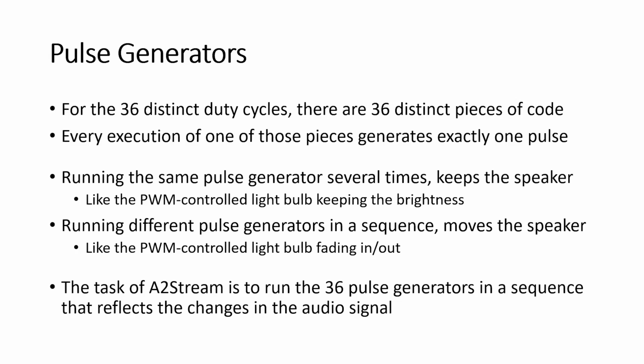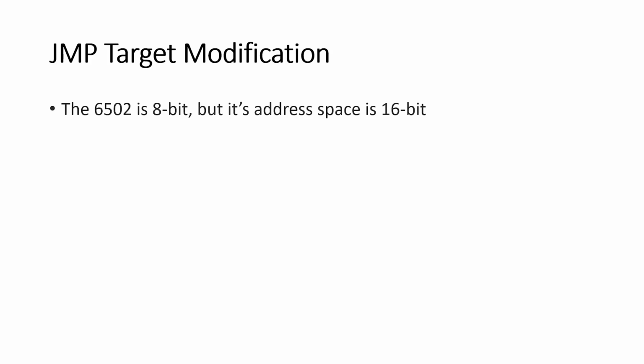The task of A2Stream is so to run those 36 pulse generators in a sequence that reflects the changes in the audio signal. Every pulse generator ends with a jump instruction. This instruction plays an important role in the overall architecture of A2Stream. So let's have a closer look.